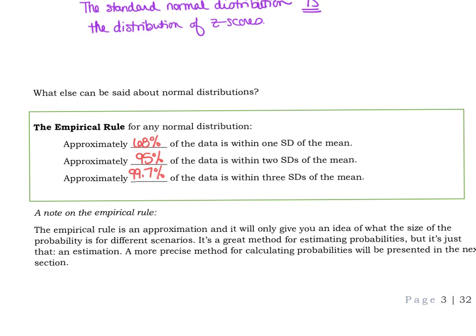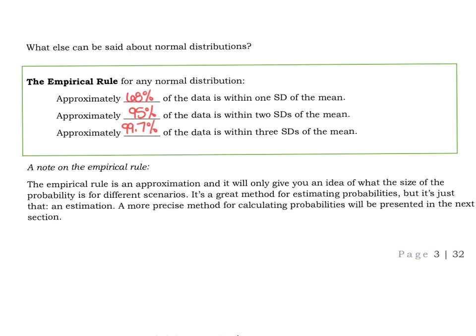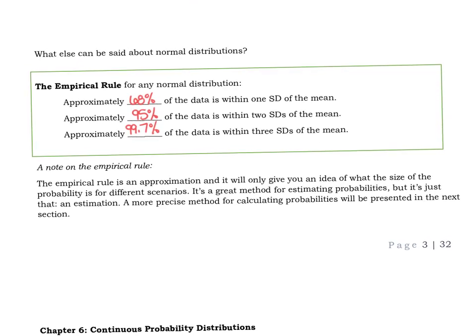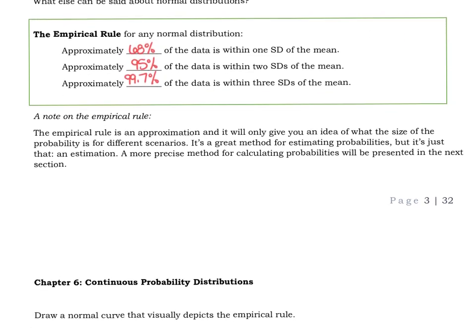Okay, there's a reason all that fits together. So a couple notes here before I draw you a picture of the empirical rule. It is an approximation. It's only going to give you an idea of what the size of the probability is for different scenarios. It's an estimator, but it's just that, an estimate. We will give some more specifics on that later.